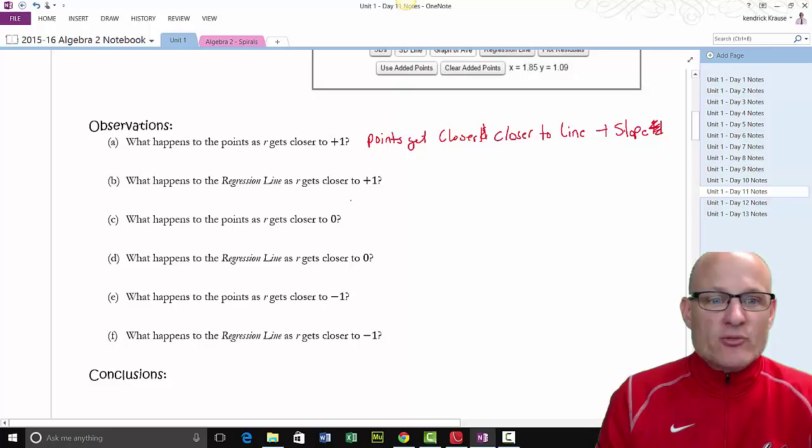What happens to the regression line as r gets closer and closer to 1? I think it gets more accurate. It gets more accurate. Includes more points.